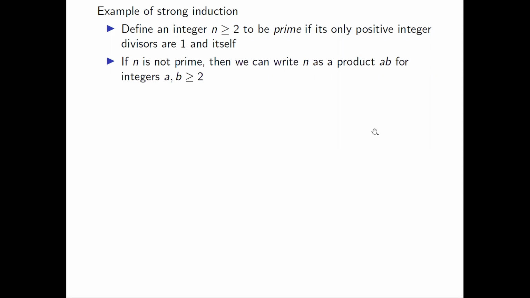So here's an important observation about integers greater than or equal to 2 that are not prime. We can write them as a product a times b for some integers a and b that are both greater than or equal to 2. We're going to use that later on this slide. So here's the thing we're trying to prove. For every integer n greater than or equal to 2, how can we show that n is prime or a product of primes?